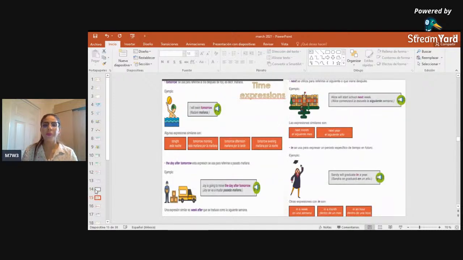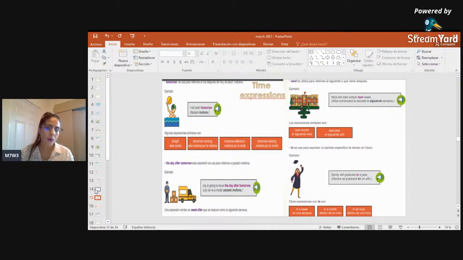Time expressions. Time expressions we use in the future. Sometimes we specify the day or the time, we just develop the actions. In this case, we have tomorrow, mañana, the day after tomorrow, el día después de mañana, que nosotros utilizamos como pasado mañana. Next month, puede ser el siguiente mes, next year, el siguiente año, next week, la siguiente semana, next, que es como lo siguiente. In, we use it to express specific time, okay? Sandy will graduate in a year. Sandy se graduará en un año, okay?